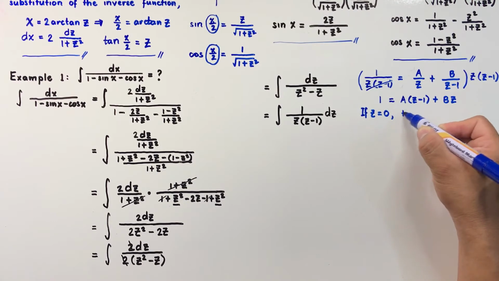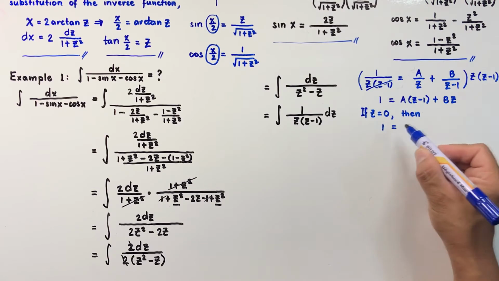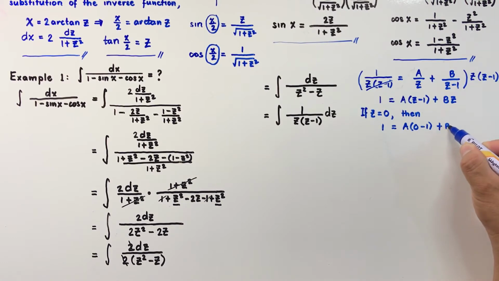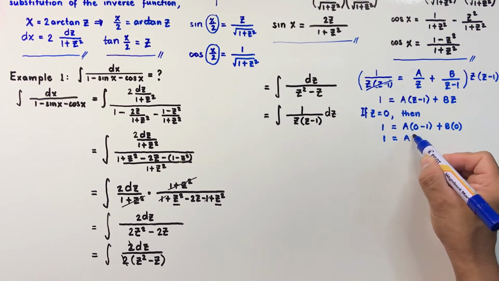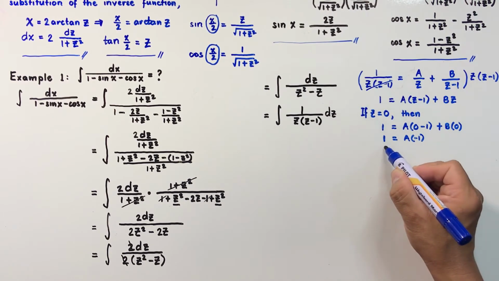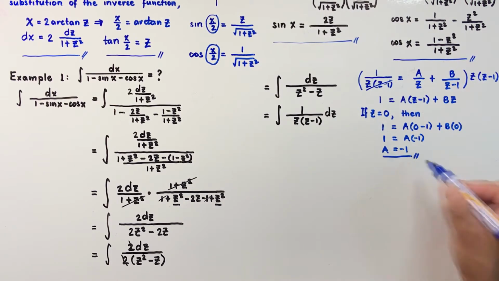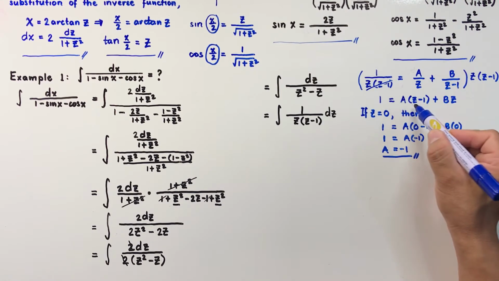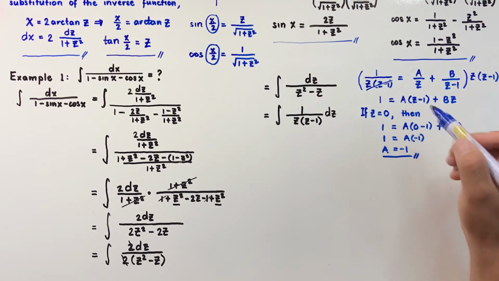So if your z is equal to 0, then the equation becomes 1, which is equal to a times 0 minus 1 plus b times 0. So therefore, your a is multiplied just negative 1. Hence, your a is equal to negative 1. So this is now the value of a. So how about b? We can find b if we can eliminate a. So how do we eliminate a? If we have a multiplier of a which is equal to 0. And this can be 0 if your z is 1.